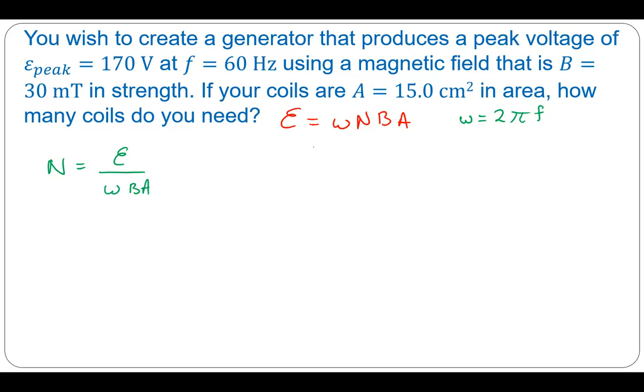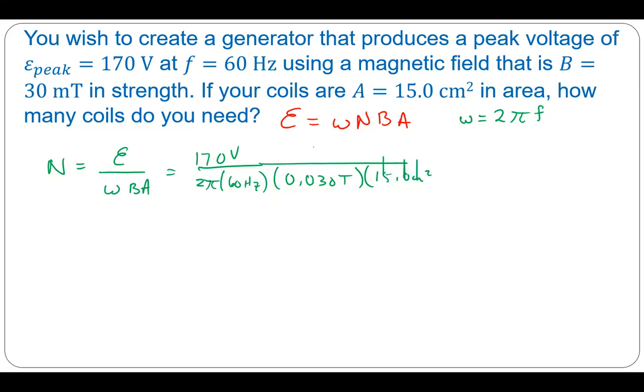Okay, solving for n, just EMF over omega BA. So that's going to be 170 volts divided by my omega, which is 2 pi times 60 hertz, times my magnetic field, which is 0.030 Teslas, times my area, which is 15.0 centimeters squared.